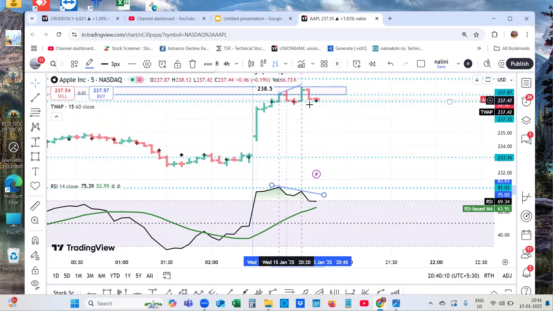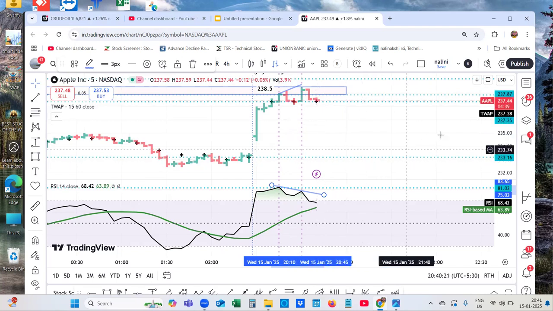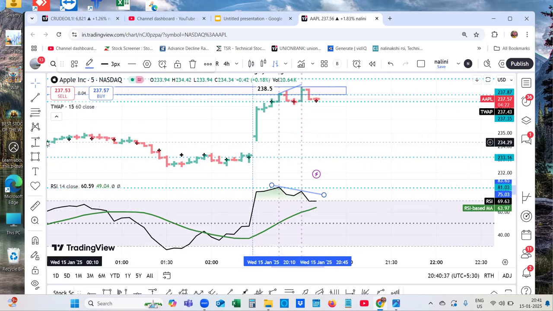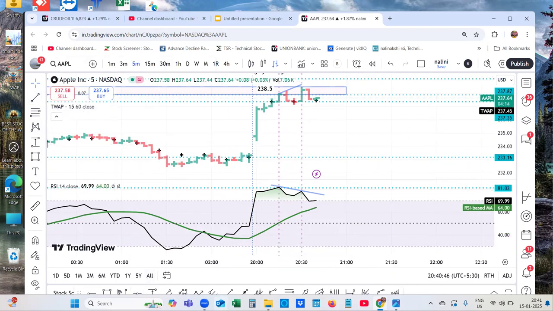See, now the TWAP average price is plotting at the same level. If I place the cursor, TWAP is showing 237.38 and still the price is above the TWAP level, the average price level. So you need to wait. Sometimes what happens, even though divergence is there, price will again tend to move higher.